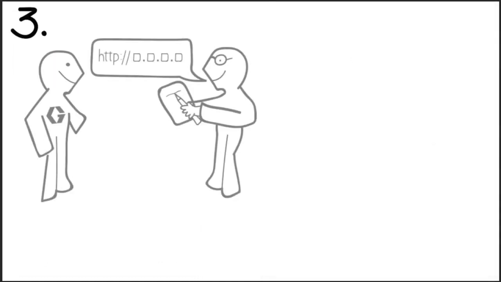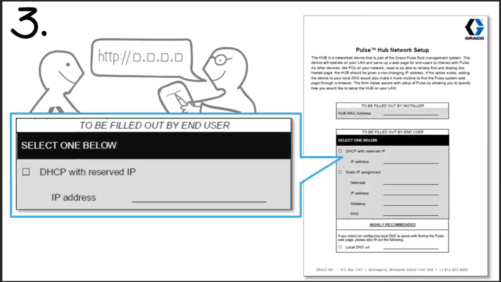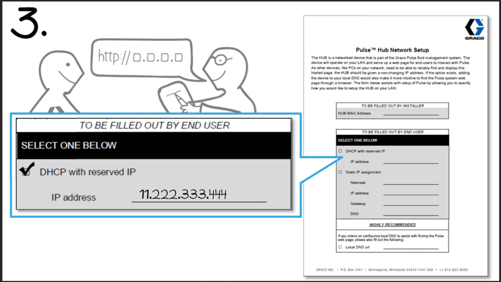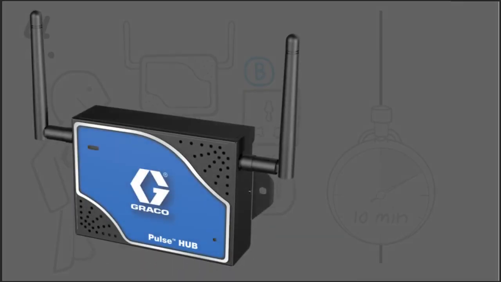We've already completed the first two steps, so we'll resume at step 3. The IT group returned the Pulse Hub Network Setup form with the IP address they assigned to the hub. You'll need this information later, so hang on to this form. Now it's time to set up the hub on the customer's network. First, make sure the hub is ready. Make sure the antennas are installed and that you have the Ethernet cable and power cord.